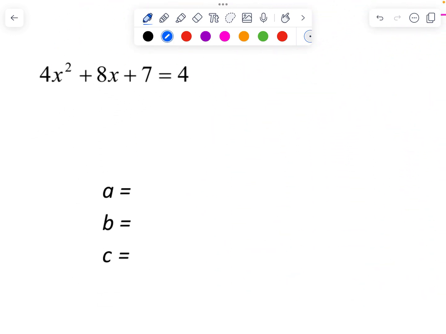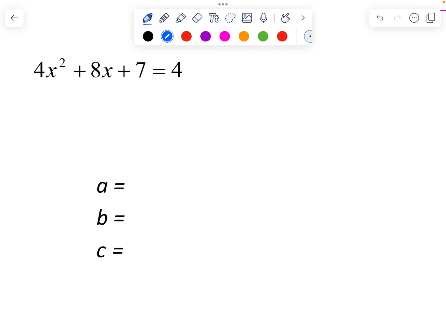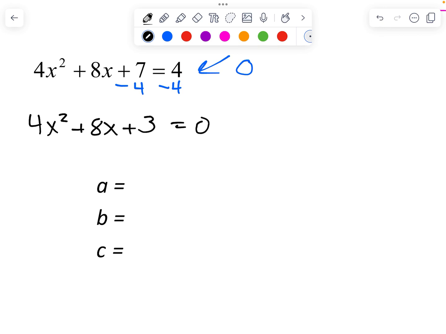All right, let's take a look at this next example. In this next example, we do need to make sure it has that certain structure before we start. So it should have a 0, and then we should have it lined up a, b, c. So I'm going to actually subtract 4 before I get started, because I want it to be set equal to 0. So I have 4x squared plus 8x plus 3 equals 0.